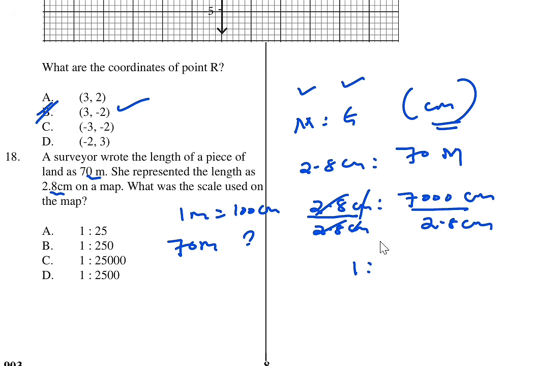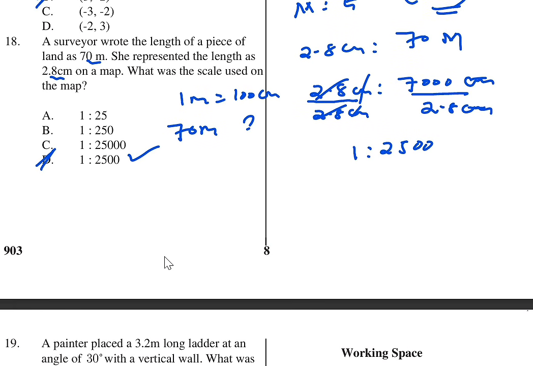7,000 divided by 2.8, you'll see it is 2,500. So it is 1 is to 2,500. Na hii pia wana cancel. Therefore, the answer is D. For number 18, the answer is D. We continue to number 19.